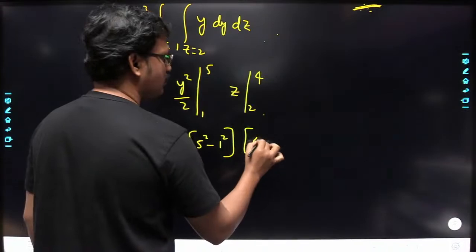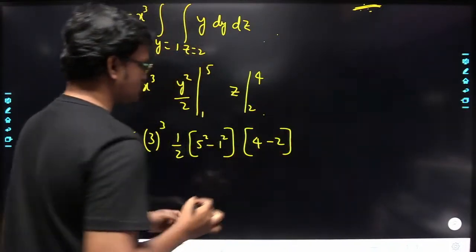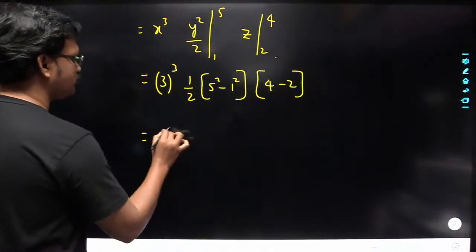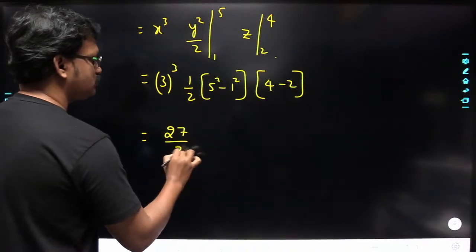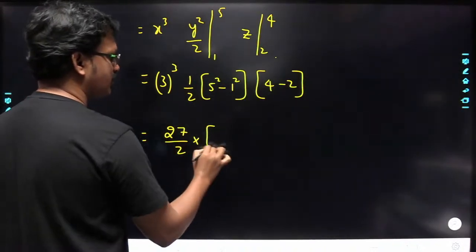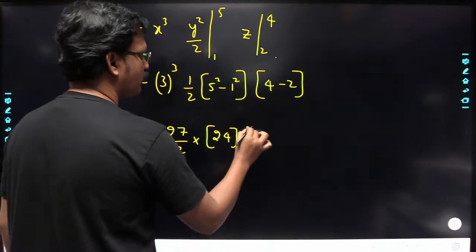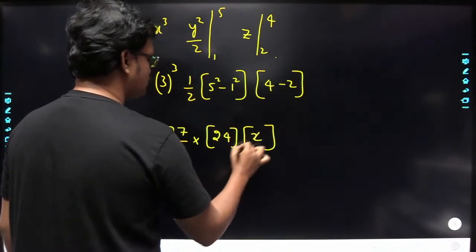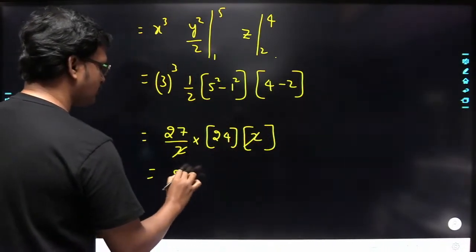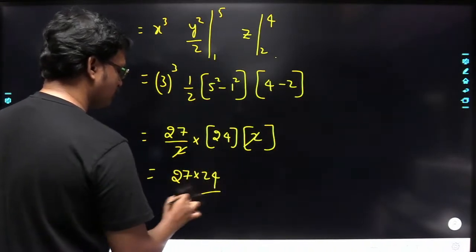Here you will get 4 minus 2. So what you will get here? 3 cube, that is 27 by 2 into 25 minus 1, that is 24. 4 minus 2 is 2. So 2 will get cancelled. You will get 27 into 24.